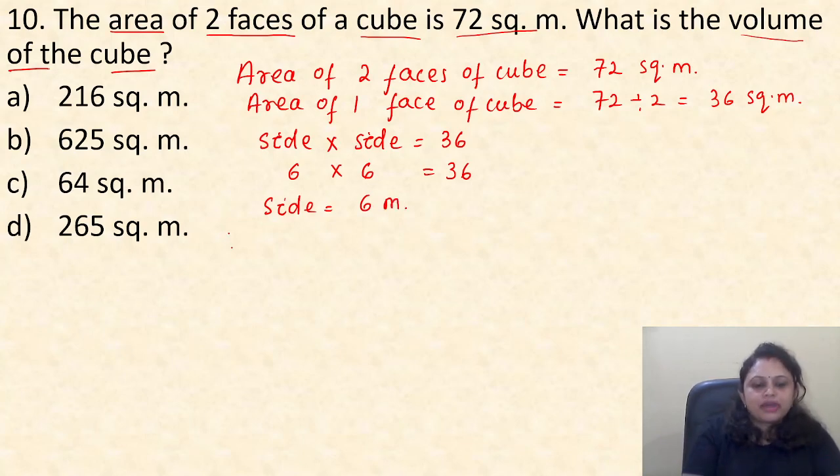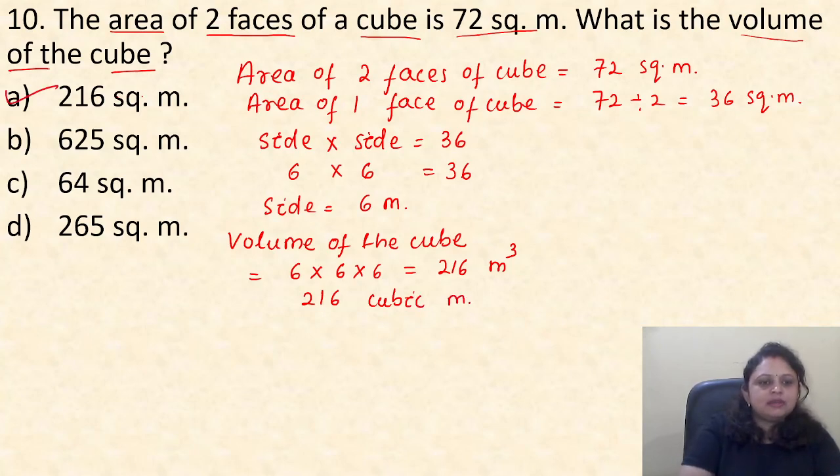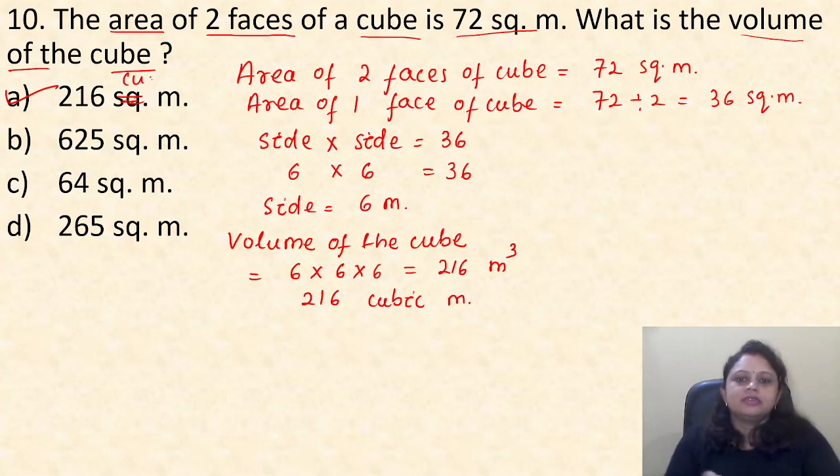But we have to find the volume of the cube. Okay. So volume of the cube is equal to side into side into side, 6 into 6 into 6, that is equal to 216. So 216, the unit is meter cube. Yes, it is the volume, it is meter cube, or we can write 216 cubic meter, right? So the correct answer is 216 cubic meter, right?